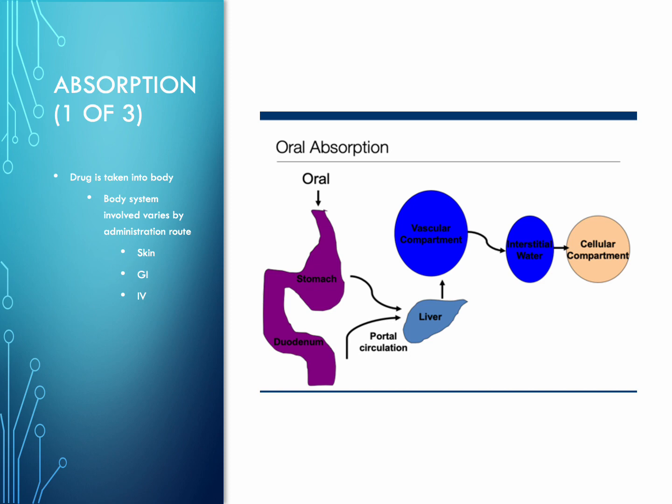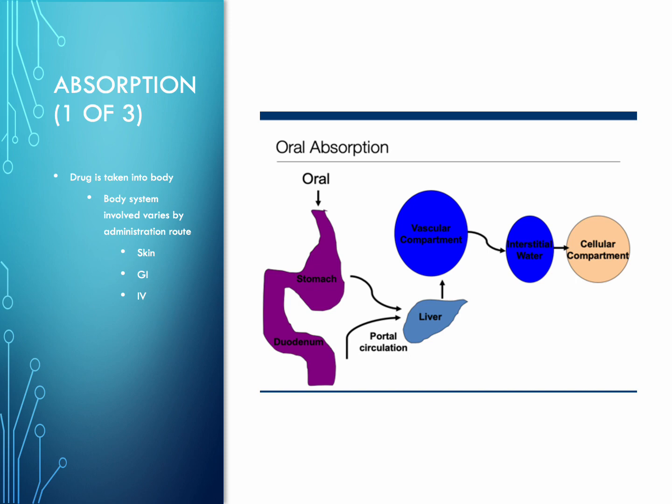Now, the administration routes that we discussed earlier are going to determine which body systems are involved. Medications absorbed through the skin are going to absorb a lot more slowly than those administered in the IV. Those administered in the IV, like I said, are going to absorb immediately. And those absorbed through the GI tract are going to be somewhere in between those extremes, right? So on this slide, you can see the process of absorption of the medication administered via the oral route.